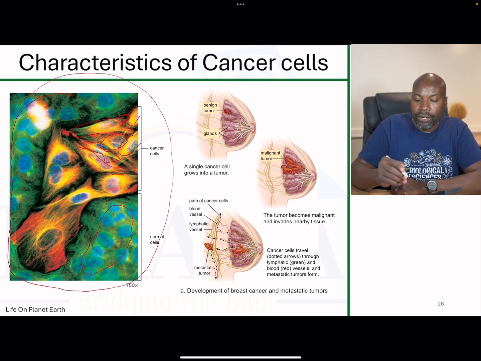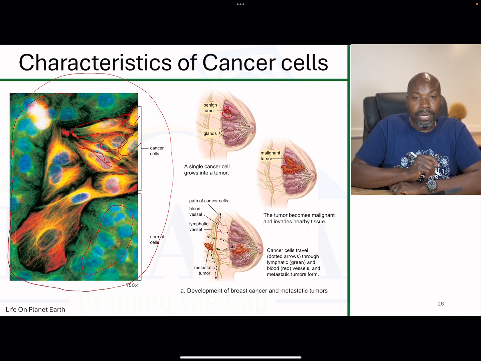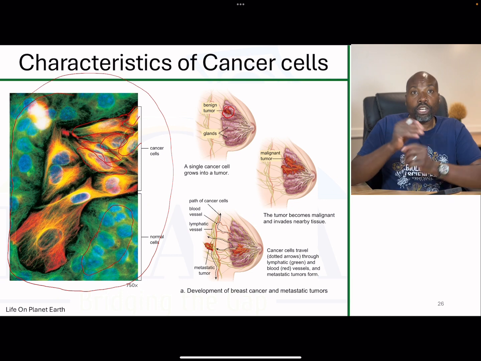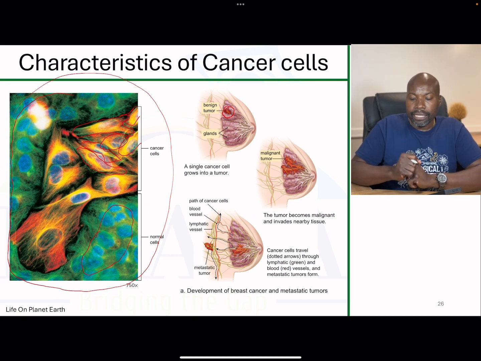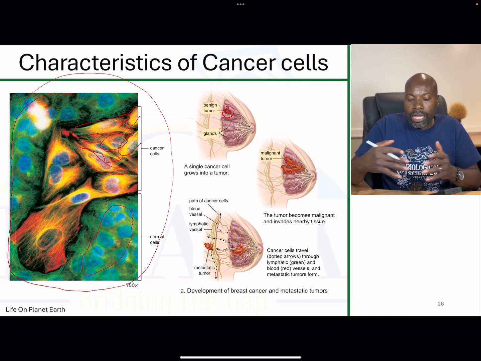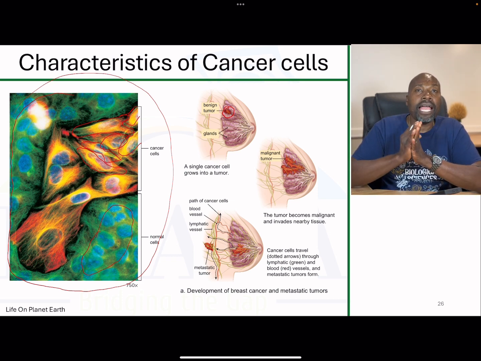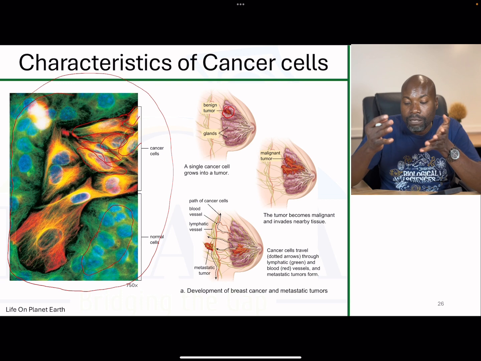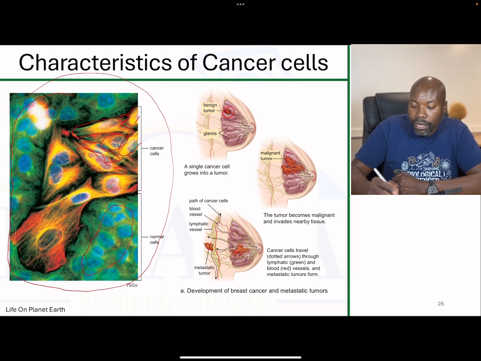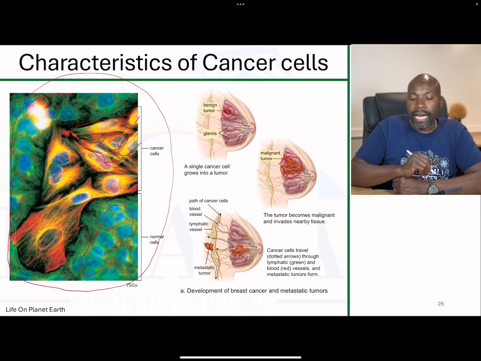So breast cancer is going to start as a benign tumor. That benign tumor is going to grow, right? It grows so that blood vessels and lymphatic vessels are going to develop. Here, the cancer has grown so big that it's now called a malignant tumor, okay?